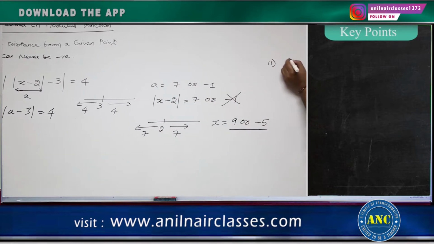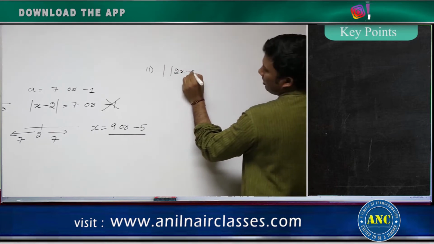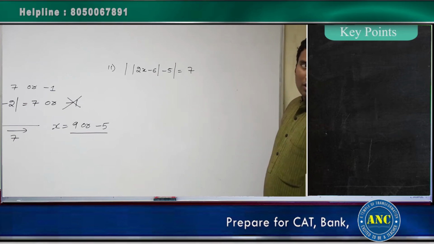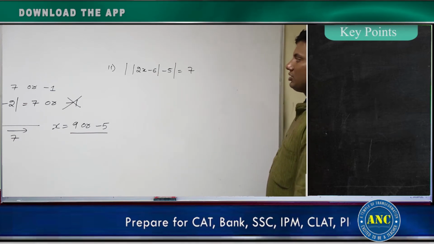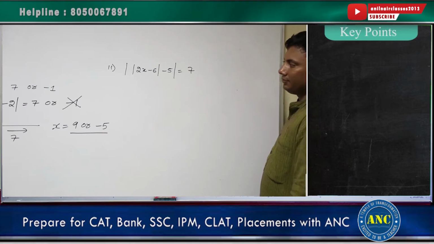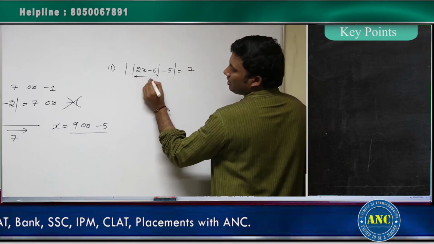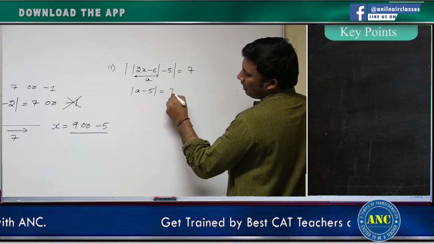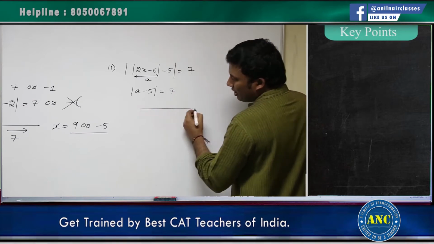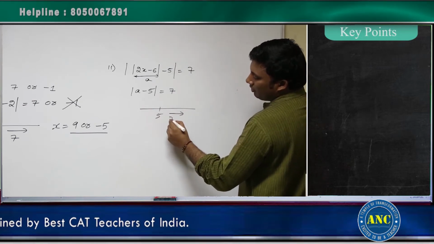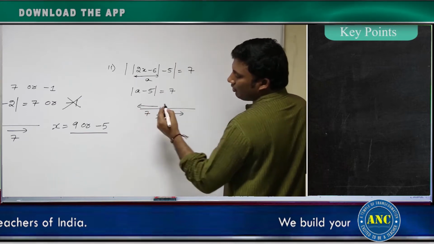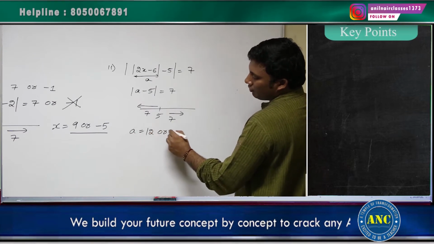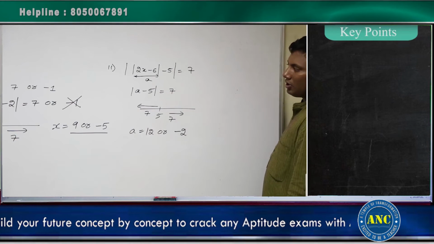Solve one more question. Practice question: mod of mod 2x minus 6 minus 5 equivalent to 7. Mod 2x minus 6, call it as a. So this will become mod a minus 5 equivalent to 7. A is there at point 5. It travels 7 units forward or it travels 7 units backward. So A will become 12 or minus 2.